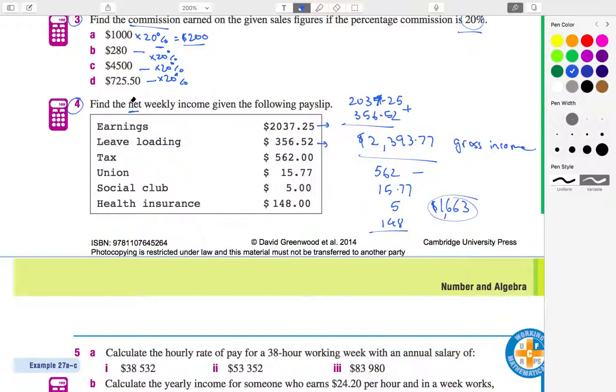So just think of the net as the money you get after all the deductions. Tax is a deduction, union fees is a deduction. So what union fees are is, if you work in certain industries, such as if you're a nurse, nurses have a union that protects them. So in case there's a dispute regarding the work, the union helps them out. So that's why they pay the fees to make sure that they're a member of the union, okay, and to keep it running. So that's a deduction. And then you have your social club and health insurance. Okie dokie. So that's for question 4.